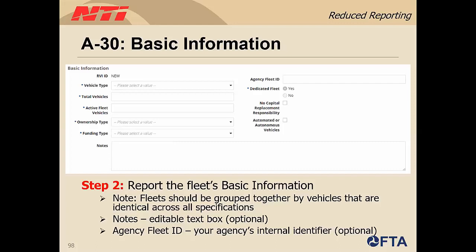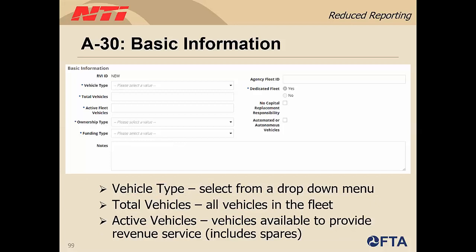First, you will report the basic information about the fleet. If there are multiple vehicles in a fleet, these vehicles should be identical across all specifications. You will select the vehicle type from a drop-down menu of options. Then you will report the number of total vehicles and active vehicles in the fleet. Active vehicles should include all vehicles that are available to provide revenue service, including spares.